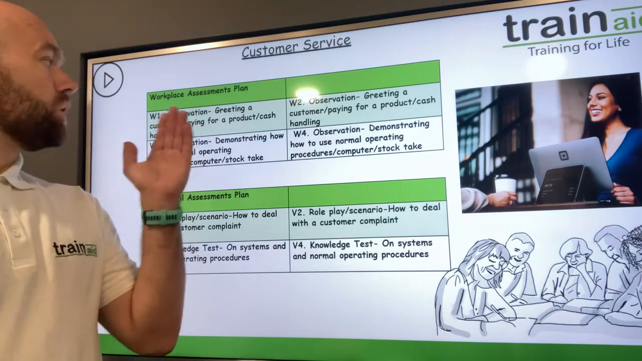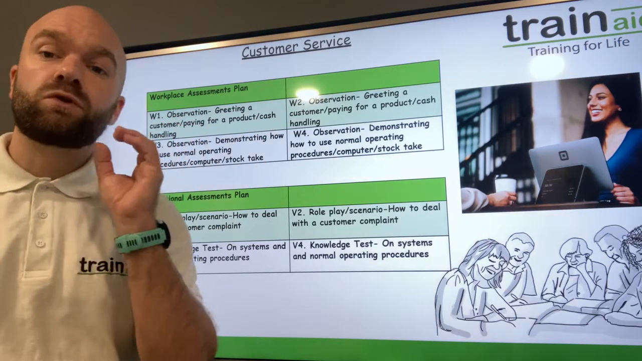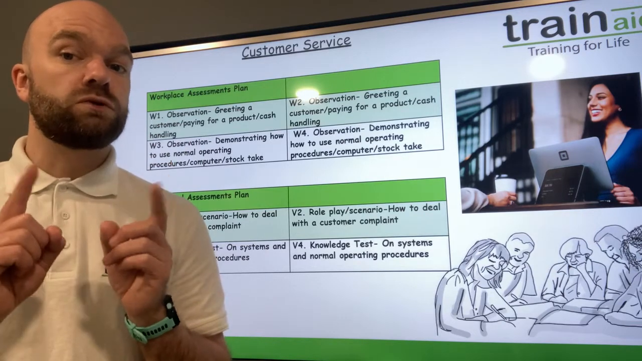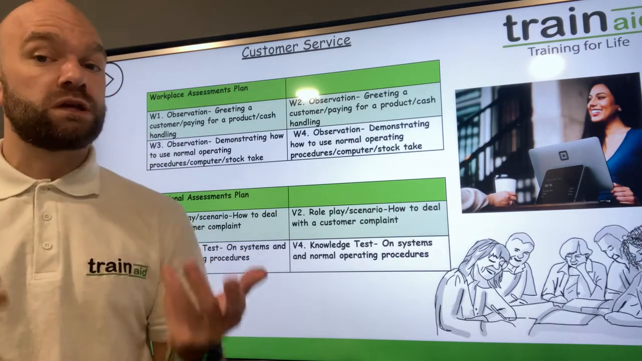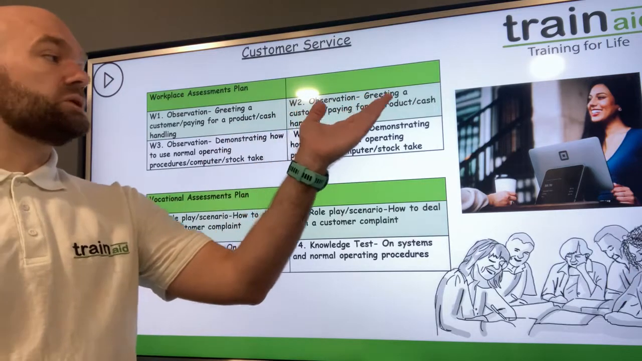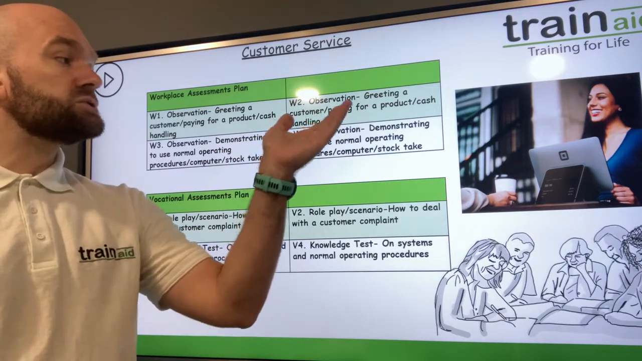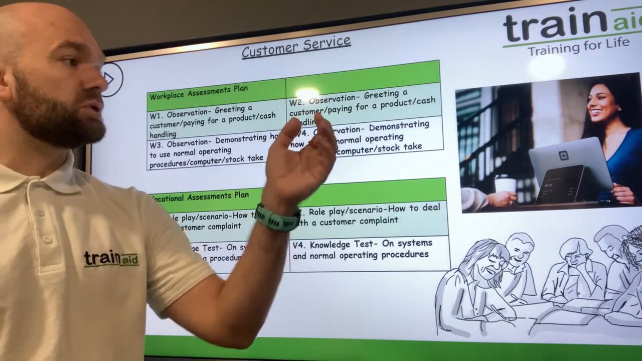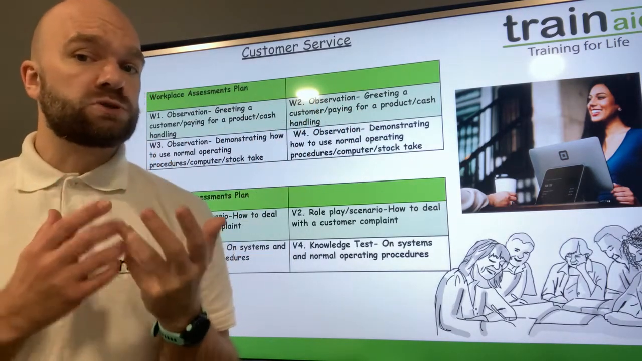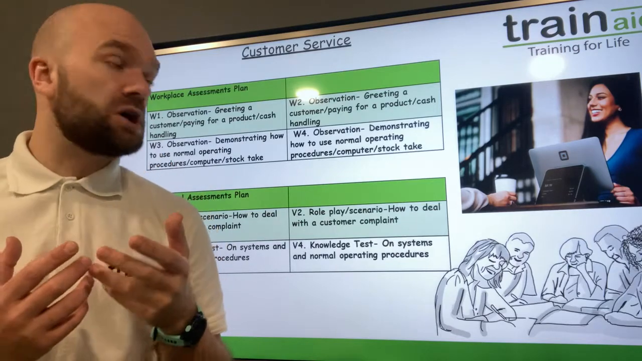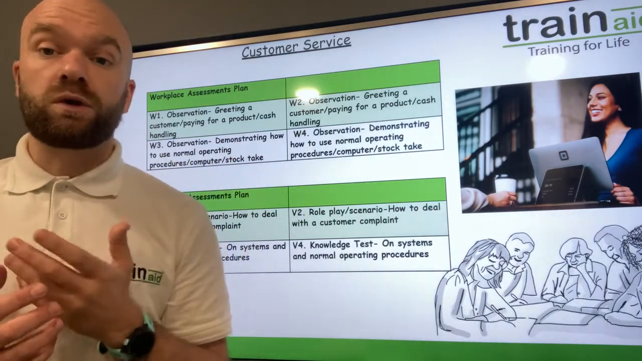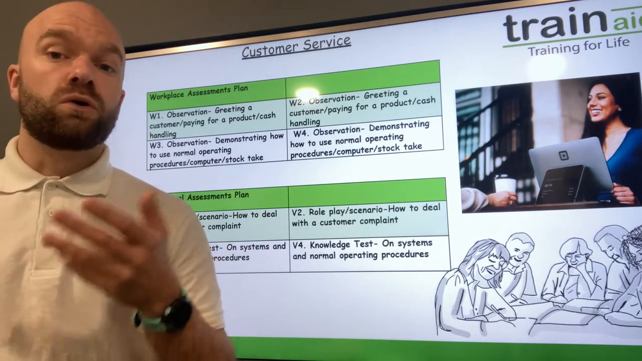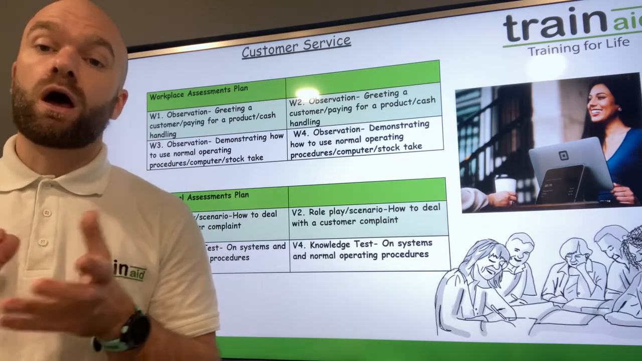For Workplace 1 and Workplace 2, you could have an observation. So you are going to be observing two of your colleagues in their natural working role. So this could be simply greeting a customer and also observing the customer paying for a product. So you are going to observe your colleague, perhaps have a look at the communication skills with the customer, the transaction, cash handling, and also issuing the customer with a receipt as well.